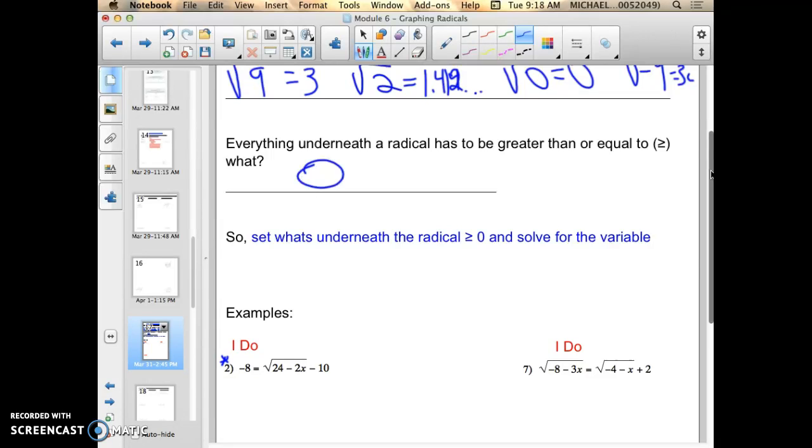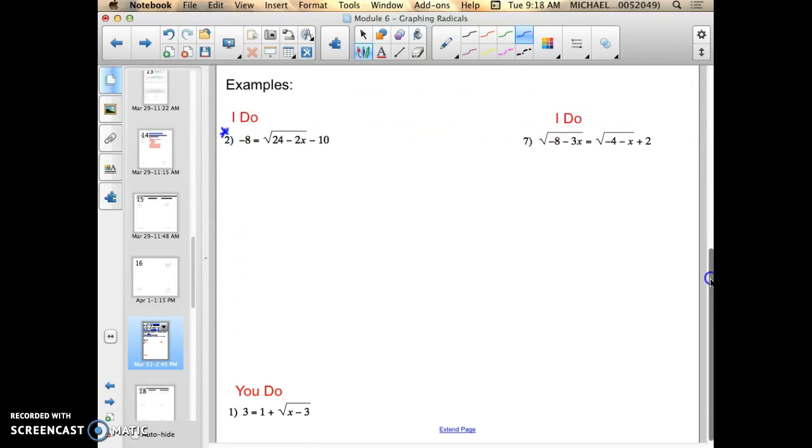Similar to rational equations when the variable exists in the denominator. So I wrote this out in blue. The process of finding the domain for these equations is to set what's underneath the radical greater than or equal to 0 and solve for the variable. So that's what I'm going to do for two different problems, all right?